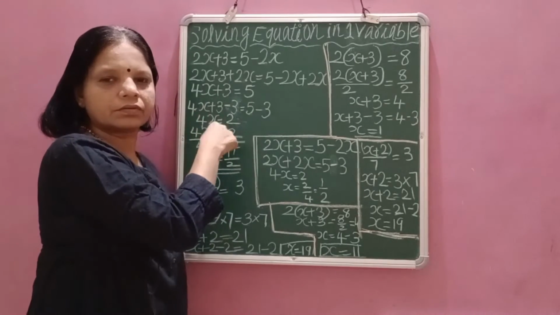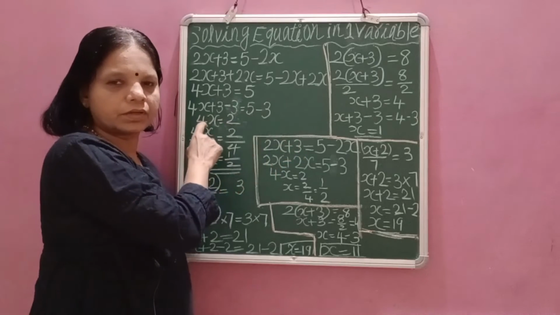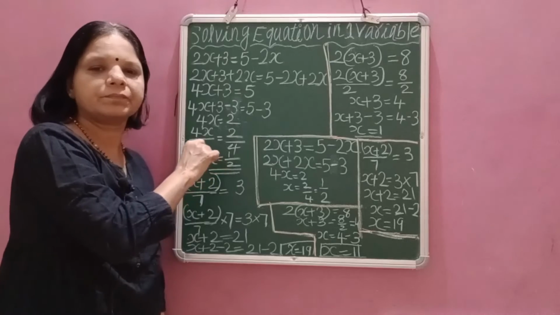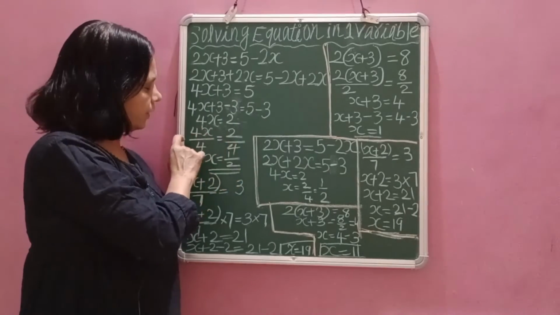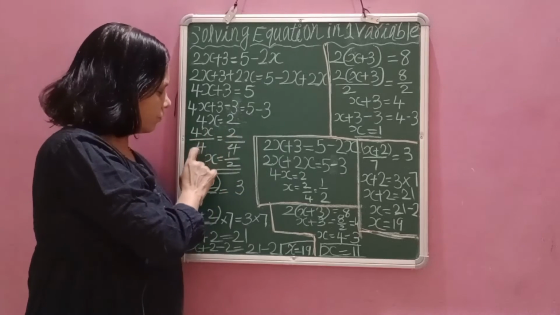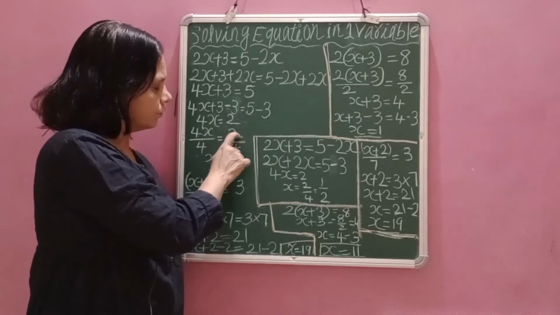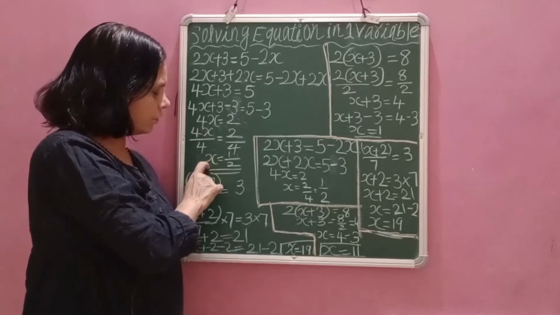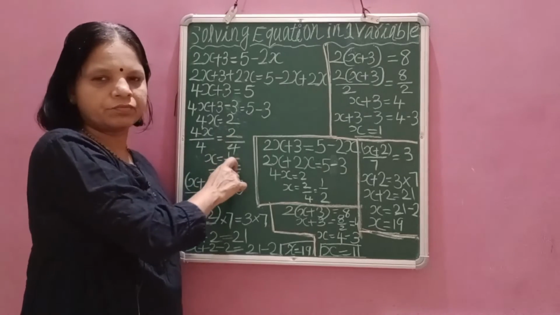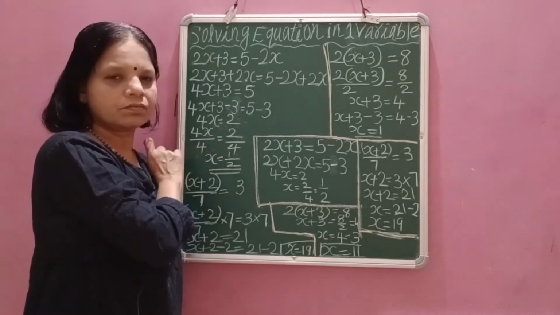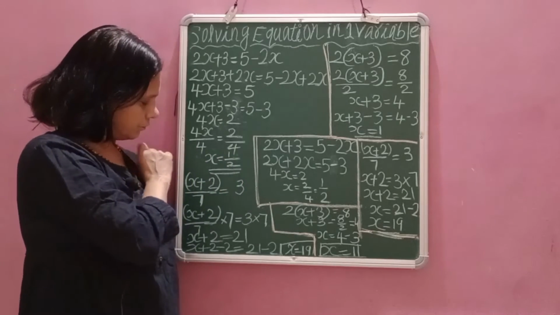4 you have to take to RHS, or you have to cancel 4 here. It is multiplication. Multiplication is cancelled by division. So dividing both the sides by 4. 4x upon 4 equal to 2 upon 4. 4 upon 4, 1. 1x equal to 1 upon 2, the simplified form of 2 upon 4. So the answer is x is equal to 1 upon 2.